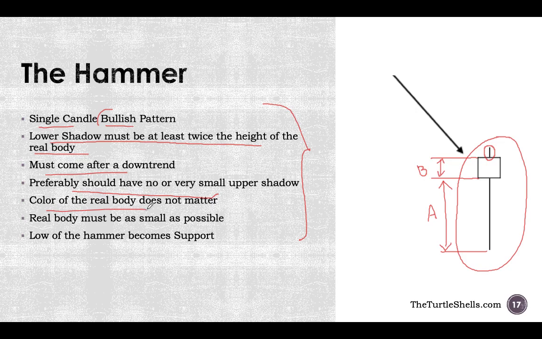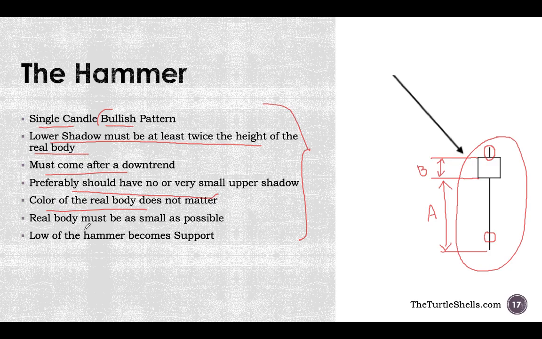The color of the real body does not matter. If this color is white or black, it really doesn't matter. It's just that the real body should be near the upper end of the trading range. Trading range is the distance between the high and the low. So the real body, even if it is white or black, doesn't matter. It should be near the upper end of the trading range. If this body is somewhere here, then that is not a hammer.